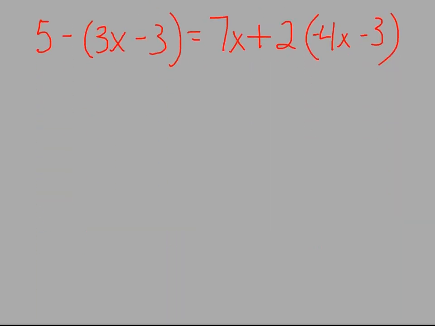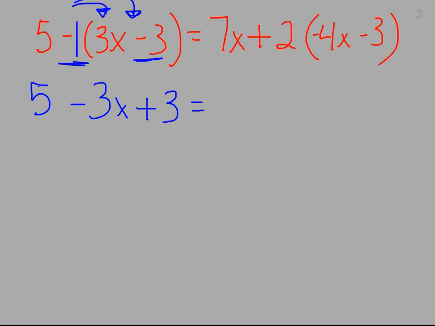And here it is. On this one, what we're going to do is get rid of the parentheses first again. The first thing we want to do is think about this negative right here in front of this parentheses being a -1. So I'm going to bring the 5 down, and then I'm going to multiply as if that was a -1. So -1 times 3x would be -3x. And then -1 times -3 is +3, because negative times a negative is a positive.